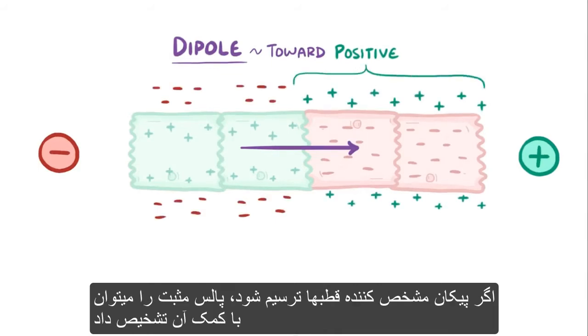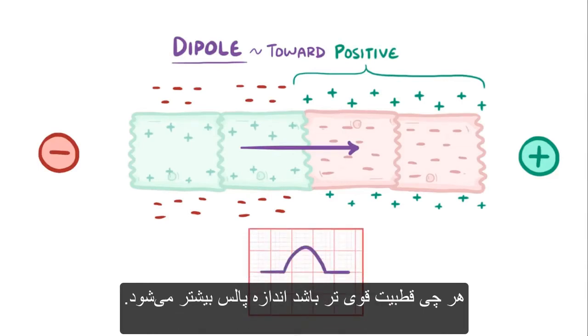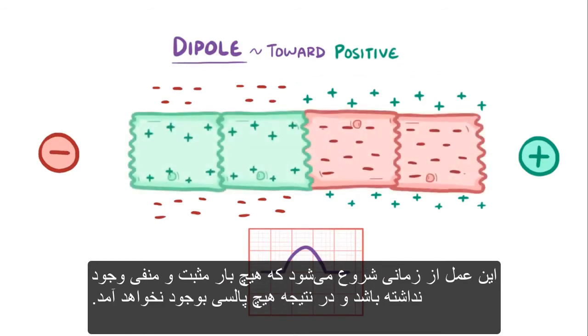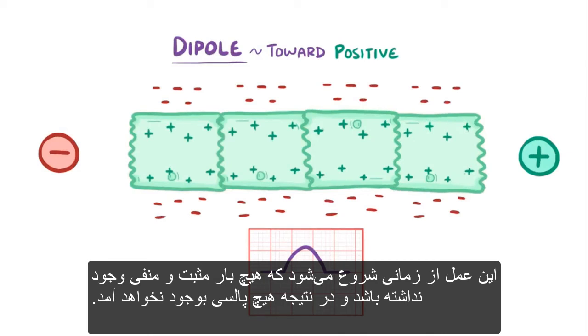Now, if there's a dipole vector pointing toward the positive electrode, then the ECG tracing shows it as a positive deflection. The bigger the dipole, the bigger the deflection. If we unpause this, then everything becomes depolarized. And since there's no difference in charge now, there's no dipole, and so there's no deflection.